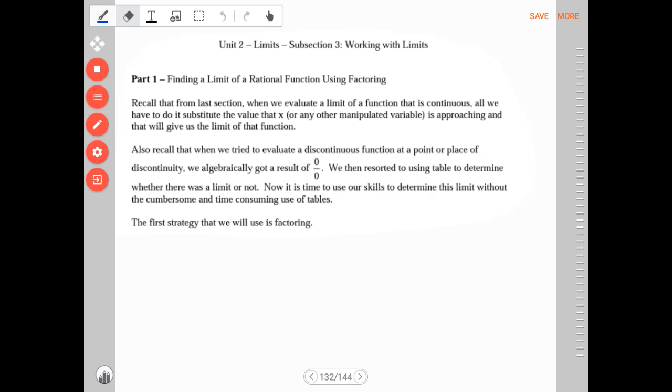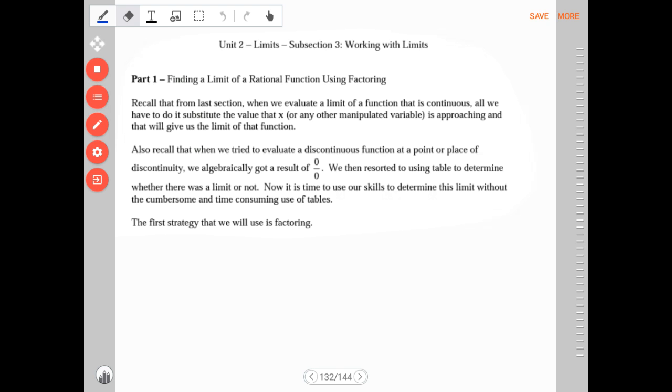Recall that from last section, when we evaluate a limit of a function that's continuous, all we have to do is substitute the value of x, or any other manipulated variable like a or b, for any value of x that's approaching, and that will give us the limit of that function. Also recall that when we tried to evaluate a discontinuous function at the point of discontinuity, we algebraically got a result of 0 over 0. We then resorted to using a table of values to determine whether there was a limit or not.